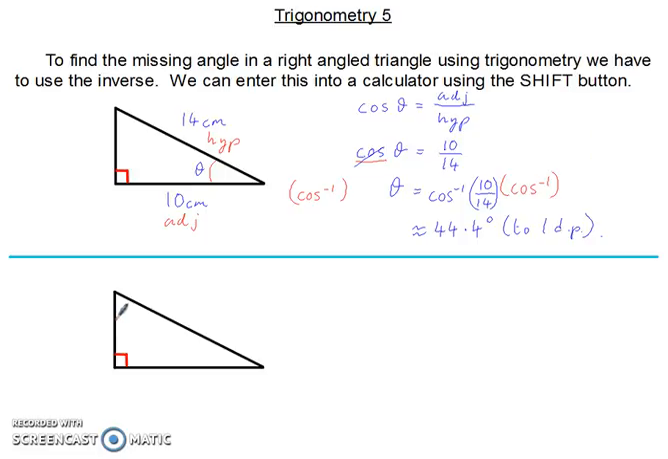Right, as per usual, I'm going to think about the other angle. We're going to get this angle here. We're going to call it theta again. And this time, I'm going to say that this length here is 25 centimeters. And this length here, keeping it roughly in proportion, we'll call that 11 centimeters.